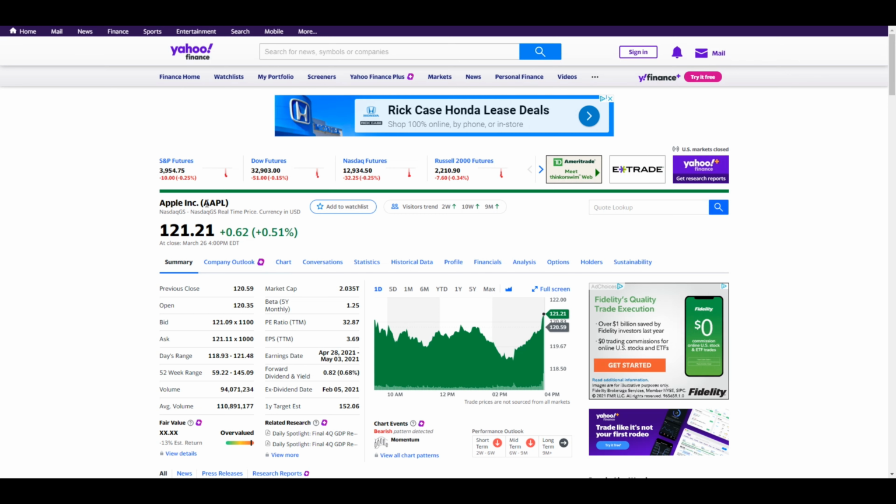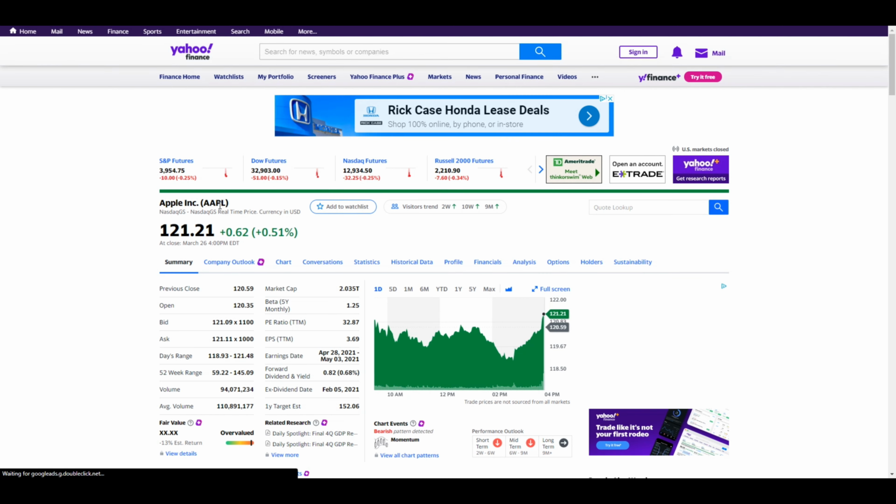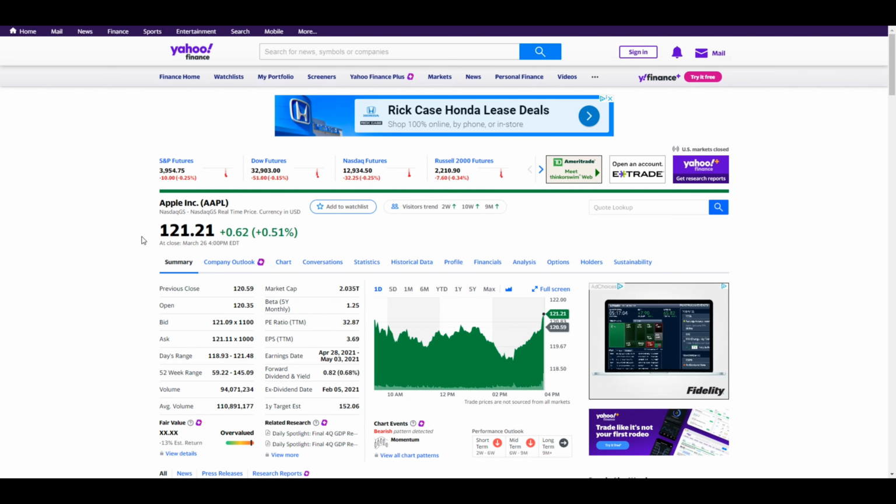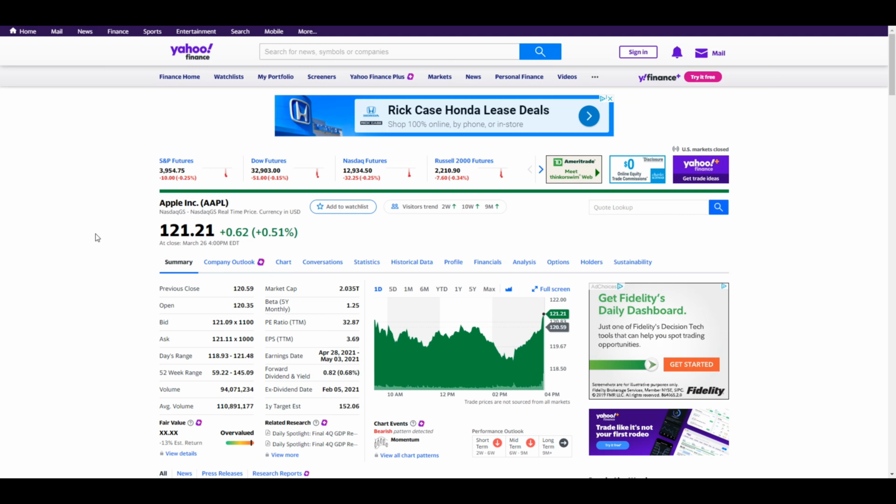So here at the top you have Apple, ticker AAPL. The ticker is just a symbol utilized to signify every single company. So in this case it's AAPL for Apple. This is the price of the stock. This was at close March 26 at 4 p.m. It closed at 121.21. So this is the price of a share as of March 26.